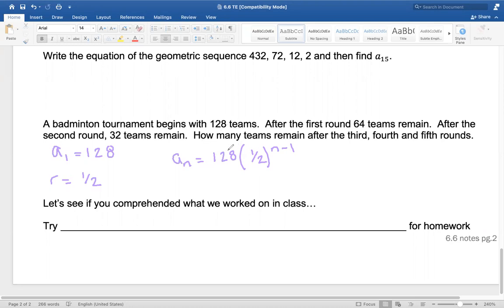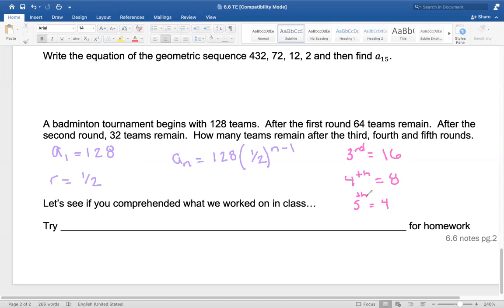Okay. And so then you could plug in 3 and 4, and you can figure out that the third round you'll have 16 teams. Fourth round you'd have 8 teams. Fifth round you'd have 4 teams.